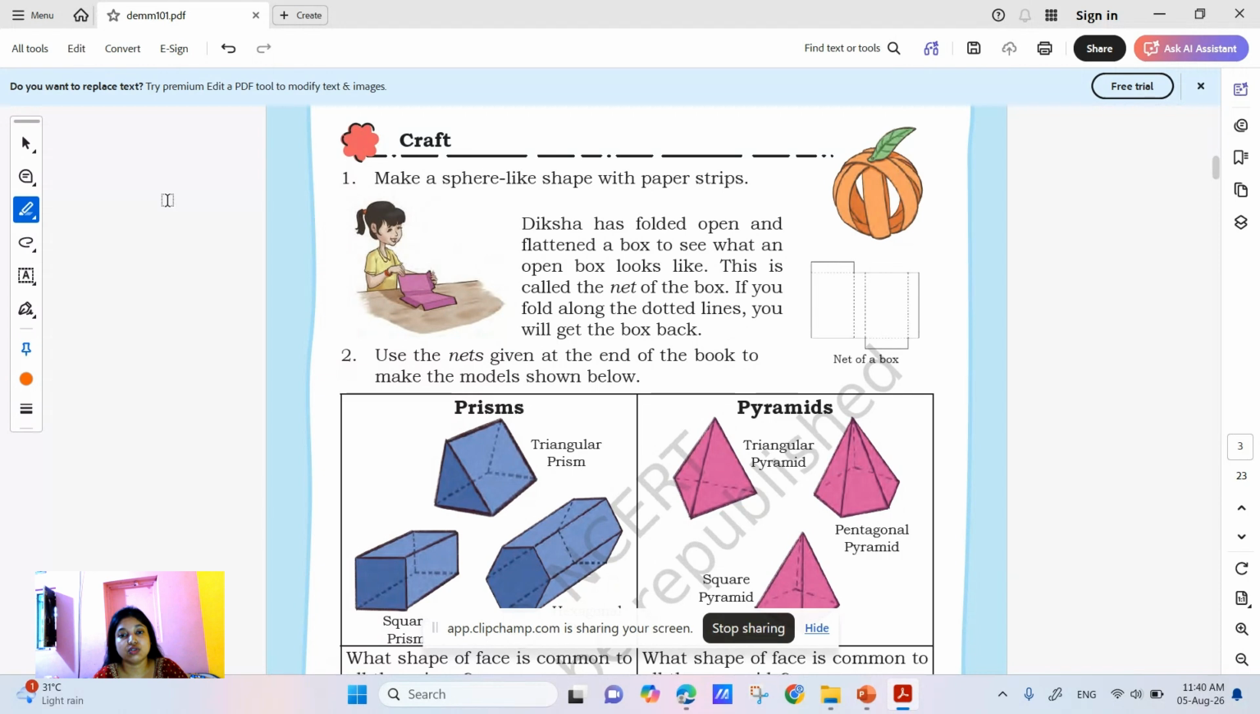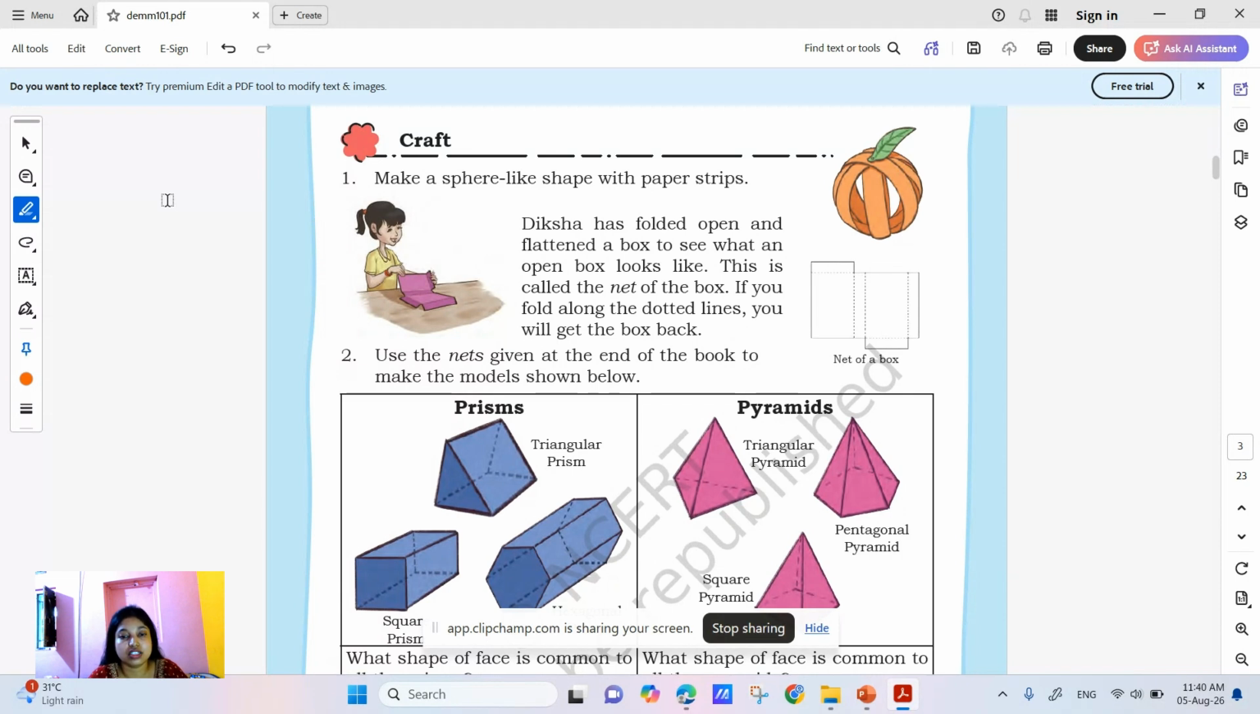So Diksha has folded open and flattened a box to see what an open box looks like. This is called the net of the box. If you fold along the dotted lines, you will get the box back. Okay, if you fold the lines, so what happened? You got a box. Okay, so the next thing is prisms and pyramids.